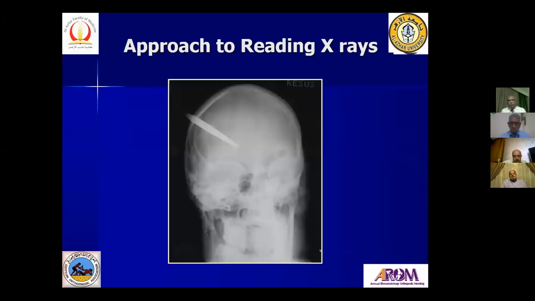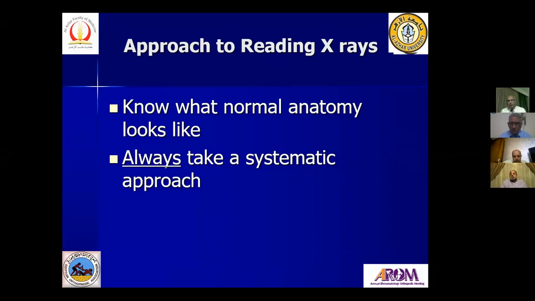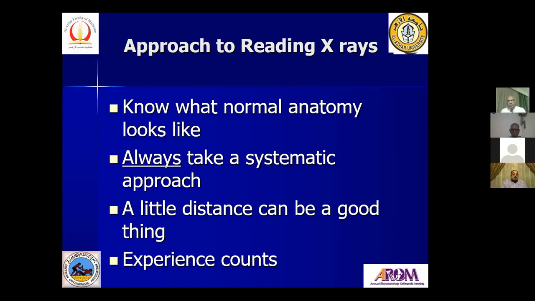This is the approach to reading the X-ray: know what the normal anatomy looks like. This is very important. Always take a systemic approach, as we mentioned before, starting with soft tissue or bony structures, and we'll speak about it later. A little distance can be a good thing. I mean, always go away a little bit from the X-ray, so you can sometimes identify something you might have missed. But experience counts: the more you see, the more you learn.